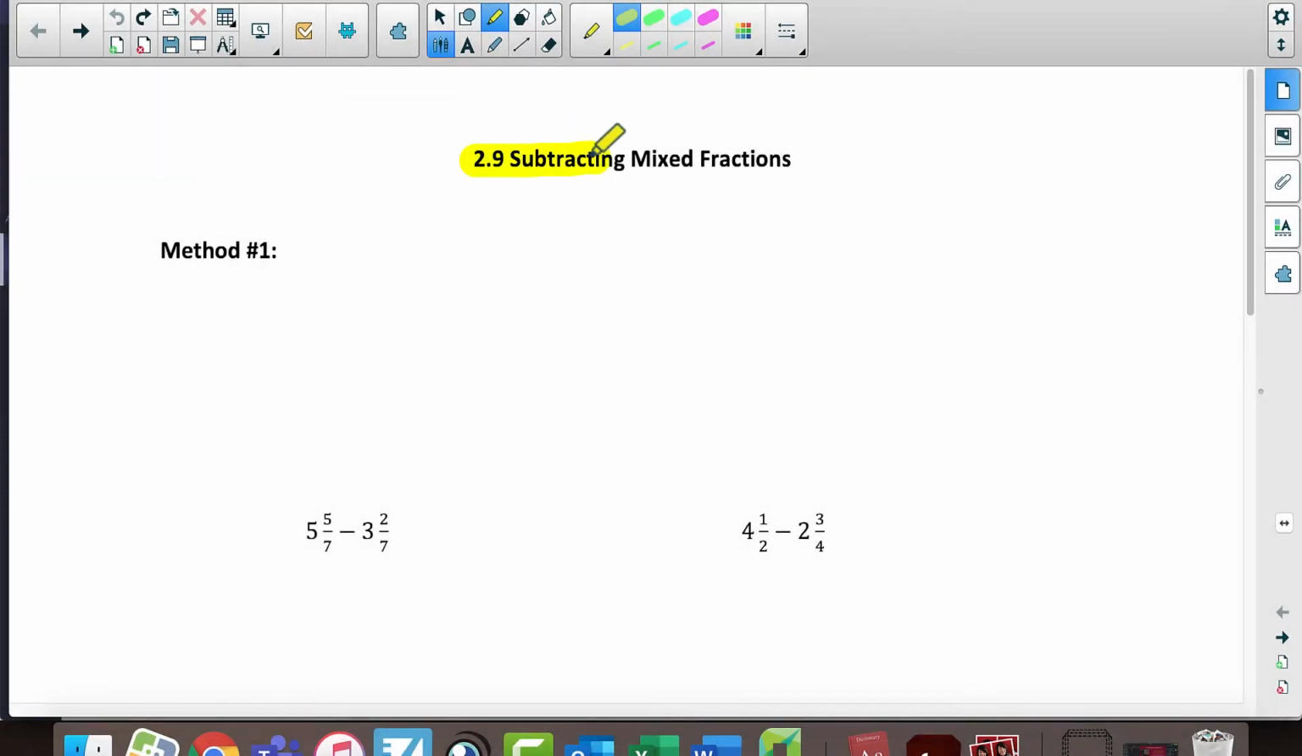Everyone, we're going to do subtracting mixed fractions today, section 2.9. By the way, there's only one more to go. We're getting there.